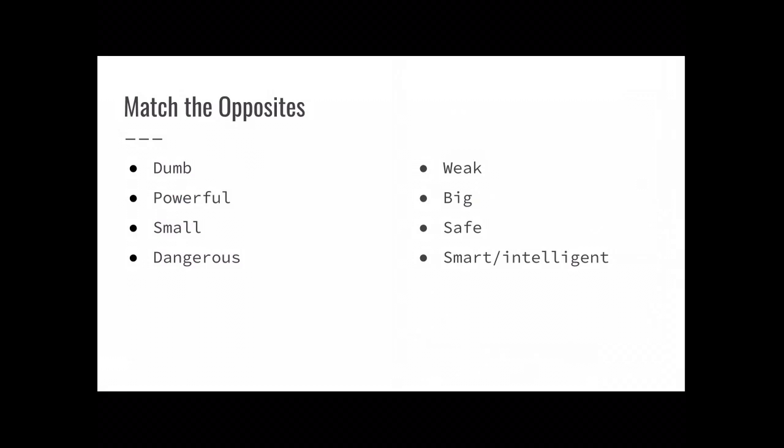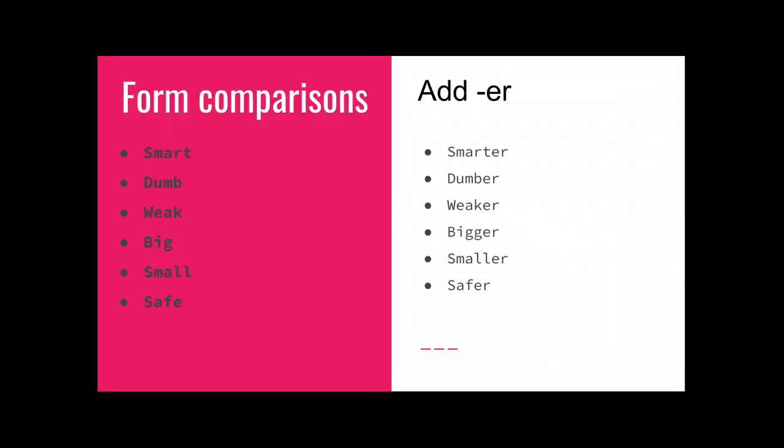The opposite of dumb is smart or intelligent. The opposite of powerful is weak. The opposite of small is big. And the opposite of dangerous is safe. I hope you got all of those correct. Now we're going to go on to see how to form comparisons.